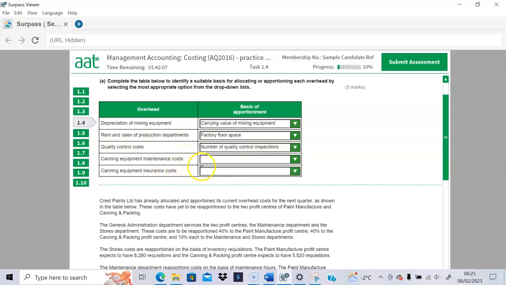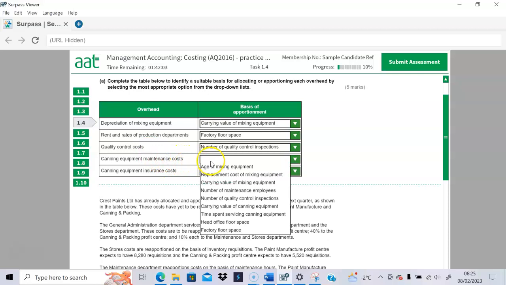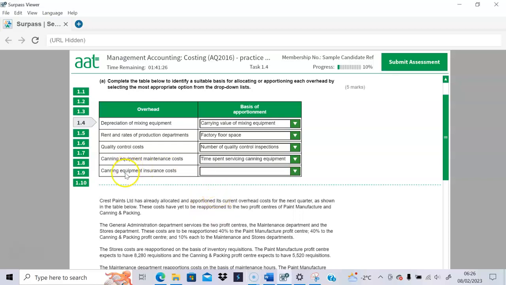Right, canning equipment maintenance costs. Again, our focus now diverts to the canning equipment, and this is about maintenance. Because it's about maintenance, we really want to say the time spent servicing. If one department needs more servicing or maintenance, we'll look at this. So really, the best answer here is time servicing.